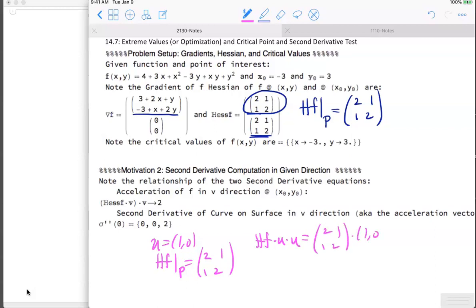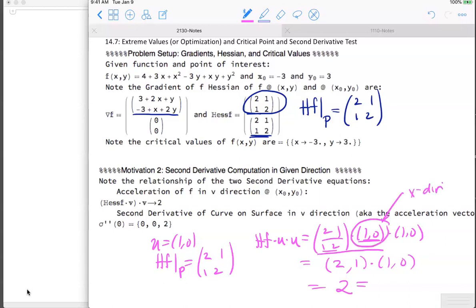And now here's something interesting to note. When you do this second directional derivative and multiply this out, you'll get 2, 1 dot product with 1, 0 is 2, 1, 2 dotted with 1, 0 is 1, and then 1, 0 dotted with 2, 1 is equal to 2. So when you dot product the Hessian with the x direction, the answer you end up getting is 2, and it is particularly that number 2 right there. It is the second partial derivative of the function.